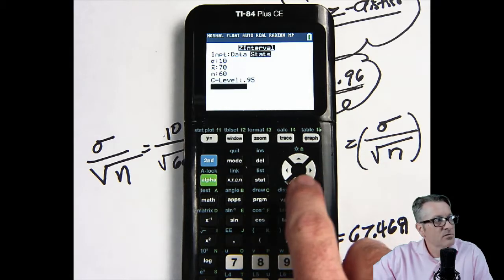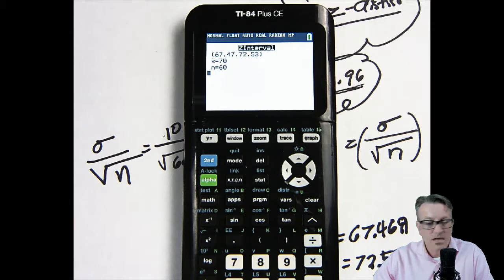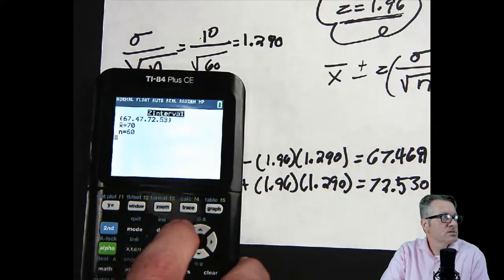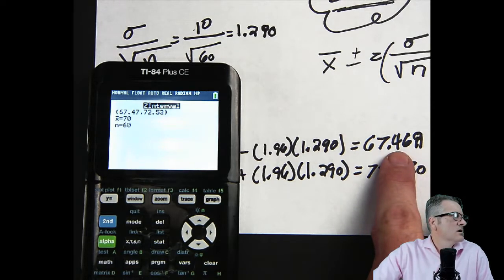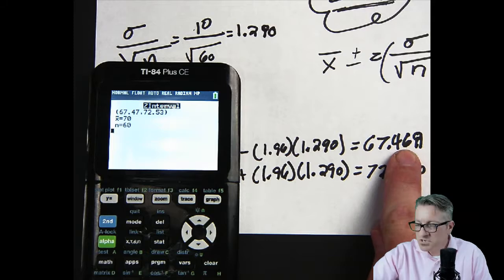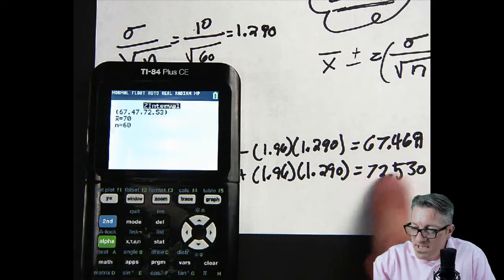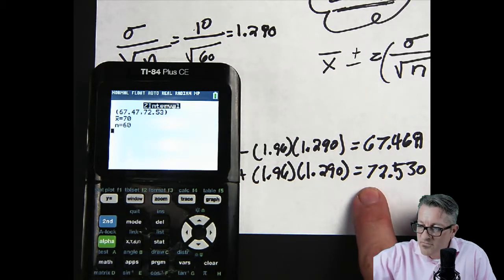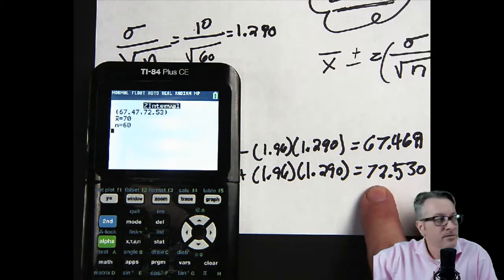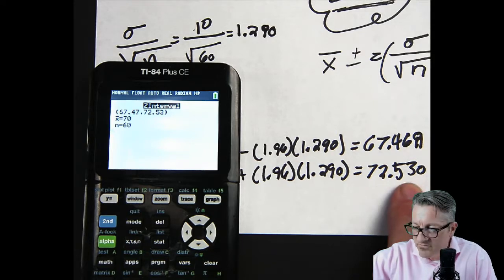I've been clicking the down button to go down. And we end up with 67.47 and 72.53, which should be very close to what we received here. So 67.47, so it rounded, which is interesting. Usually the calculator doesn't do that, but in this case the output's down to two decimal places. And then for the upper side of this interval, I calculated 72.53, and it was 72.53.